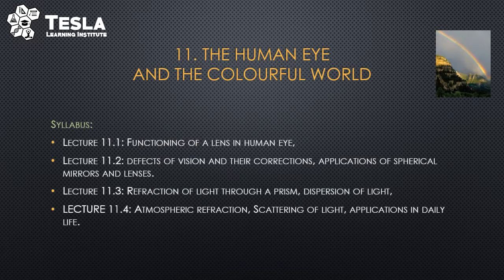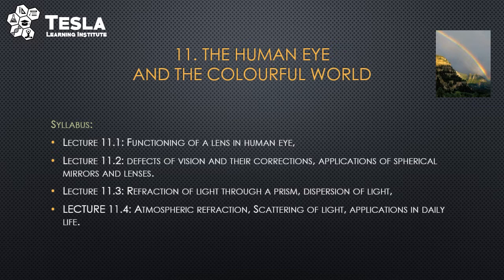This chapter we are going to cover is the human eye and the colorful world. This is the 11th chapter of your NCERT book. We will cover this chapter in our lecture series in 4 parts. The first lecture, that is your 11.1, we will discuss the functioning of a lens in a human eye.